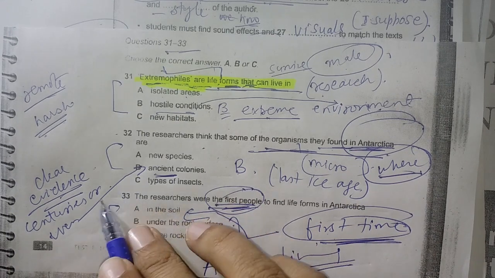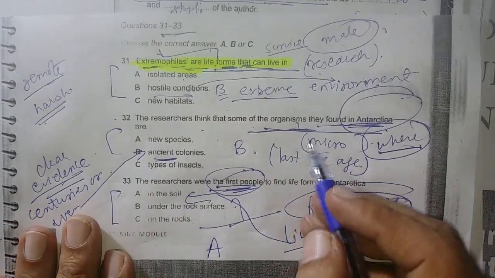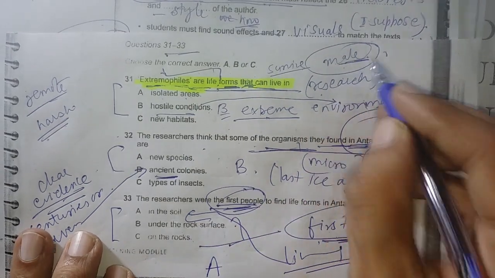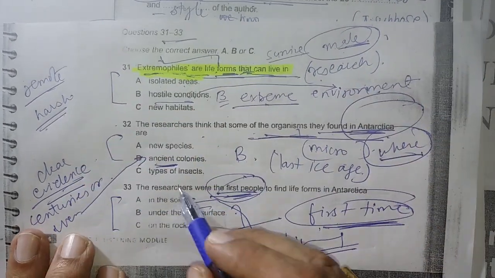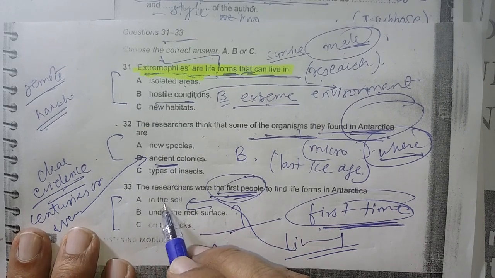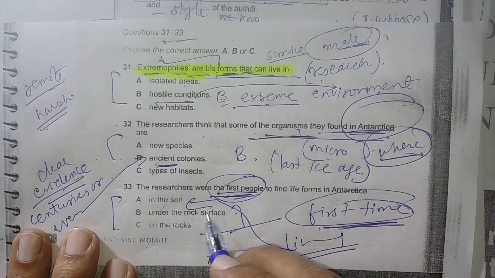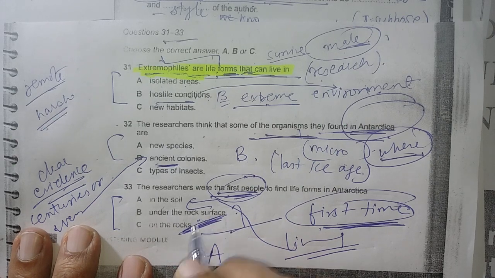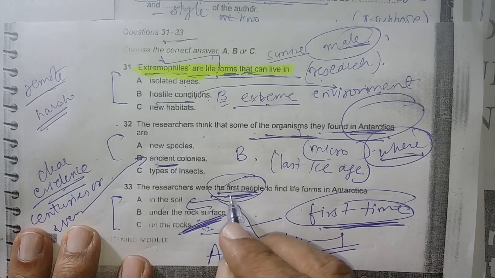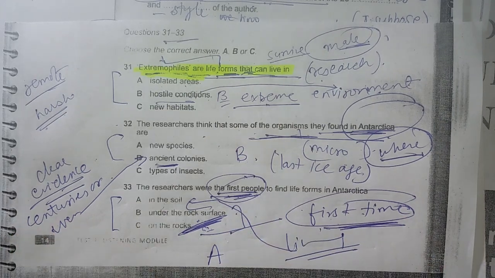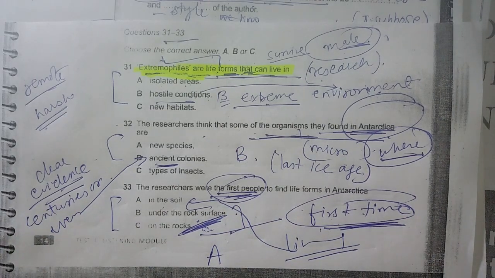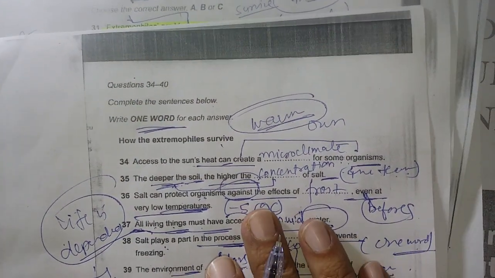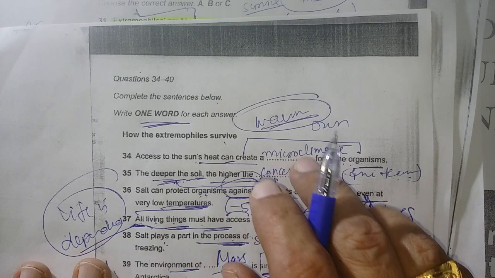In this, naturally, centuries or even last ice age, the speaker used, the male speaker was there. I have written here, right, and I've written the main points also. Harsh also. Then the first people, so this, yes, the male speaker spoke on this one, right, but the language changed due to the first people, first time. That's why the answer changed to A, that is in the soil, right? Here he said they can create a microclimate. This is a very cool answer.